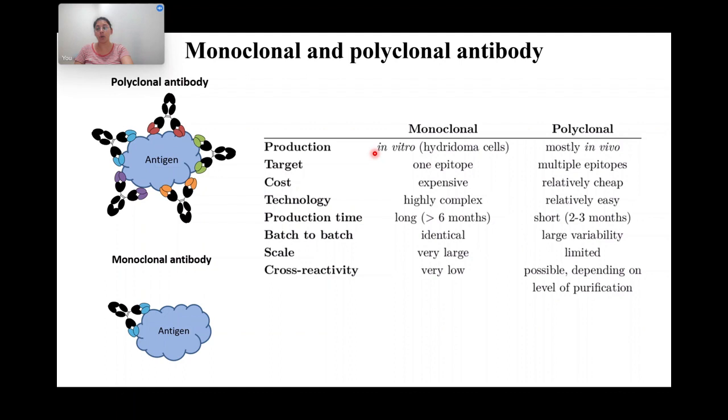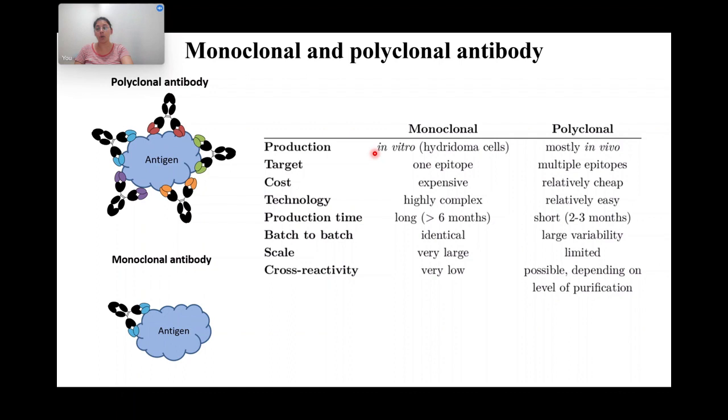Because we are synthesizing it here, the monoclonal antibody is expensive and polyclonal is relatively cheap, because you have to be very particular in the production of monoclonal antibody. So that's very expensive, and it involves a very highly complex technology as compared to the polyclonal. If you want to produce polyclonal antibody, the vaccination process is very easy because you just need to administer an antigen into the individual.